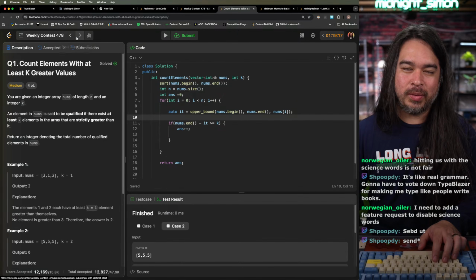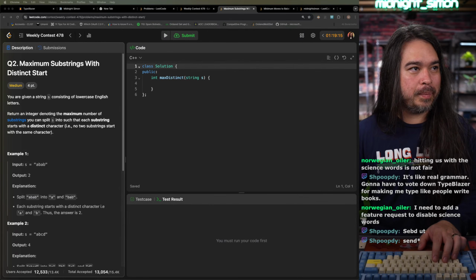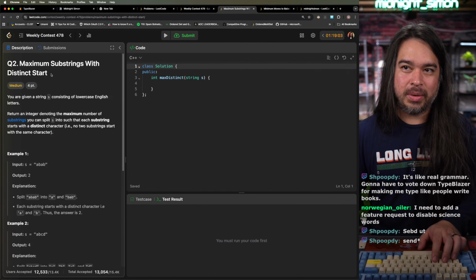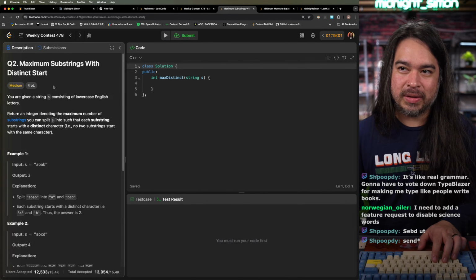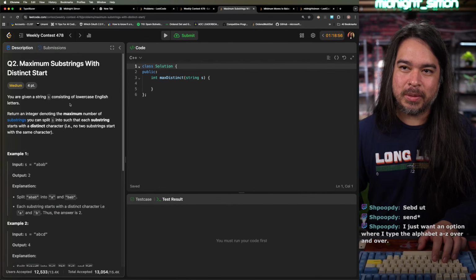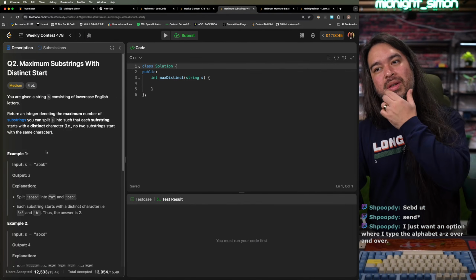Alright, next problem, Q2. You guys ready for that? Here we go, man. Maximum substrings with distinct starts. You are given a string S consisting of lowercase English letters. Return an integer denoting the maximum number of substrings you can split S into, such that each substring starts with a distinct character. That is, no two substrings start with the same character.